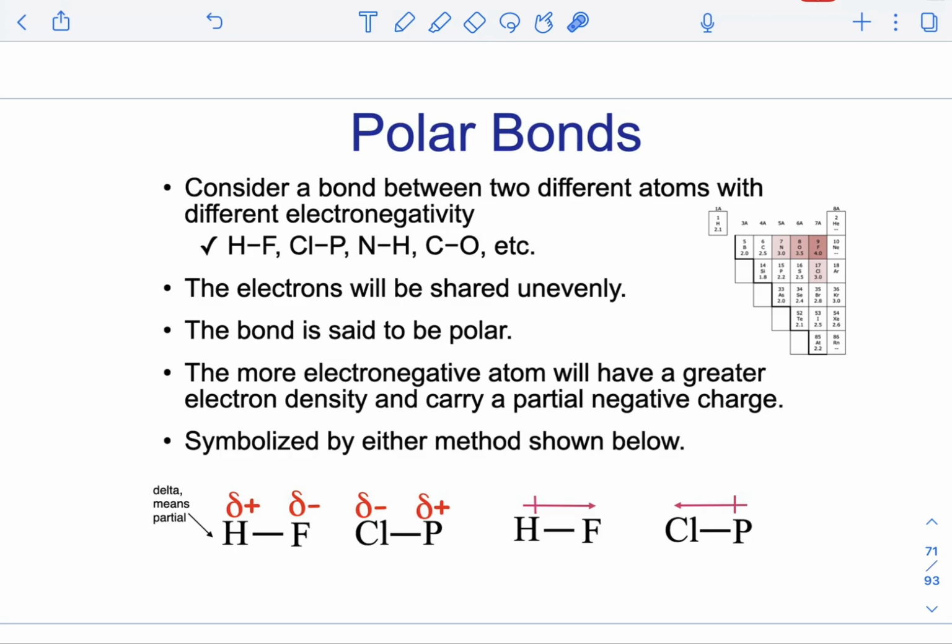So you can symbolize it in two ways. One is our partial positive, partial negative way. And then you also can have this arrow showing the direction of the electrons. So the arrow will point in the direction of the more electronegative element, and then you'll make a plus sign on the less electronegative element to show that it is positive. So you'll often see dipole moments drawn this way.